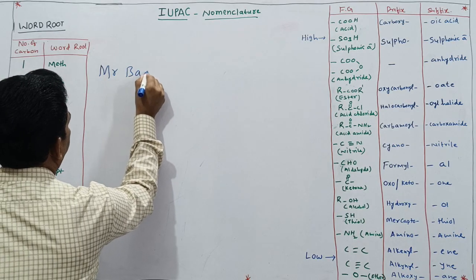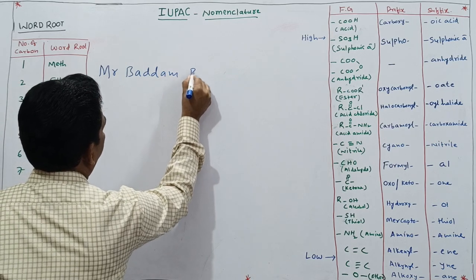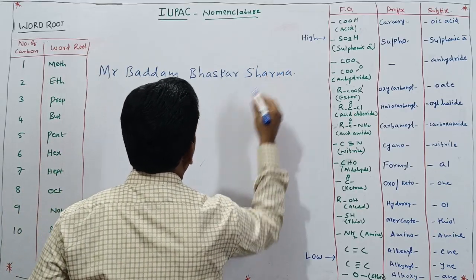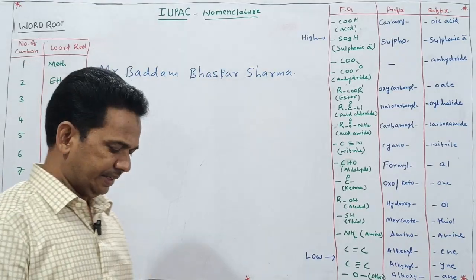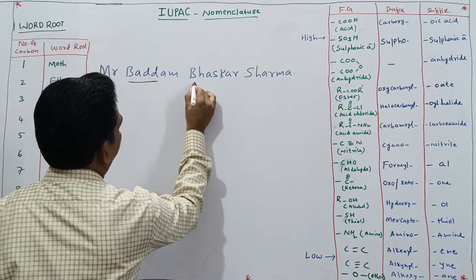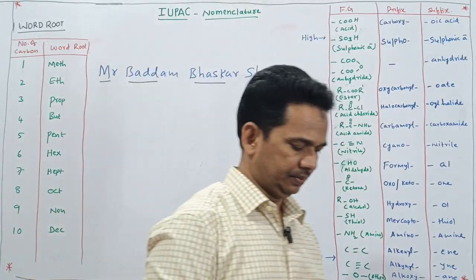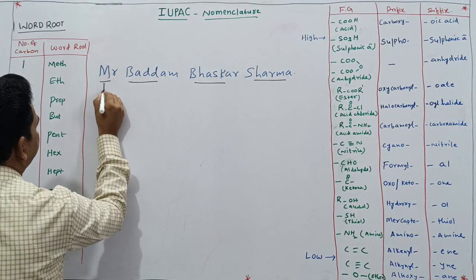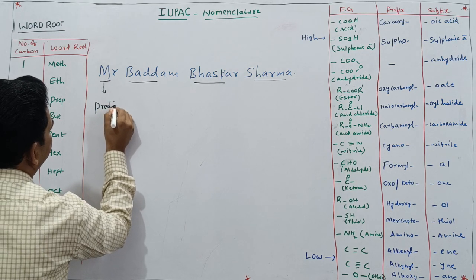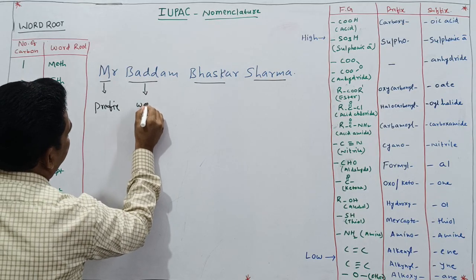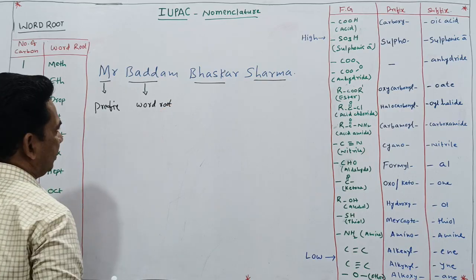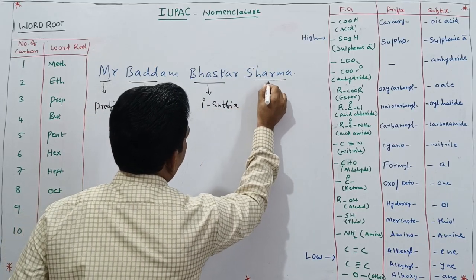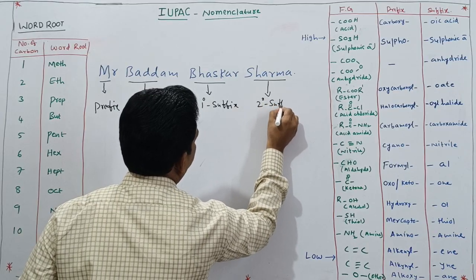Mr. Baddam Bhaskar Sharma. See, this name, if we divide into 4 parts, then this one, Mr., is called the prefix. Baddam is called the word root. Bhaskar is called the primary suffix, and this is called the secondary suffix.